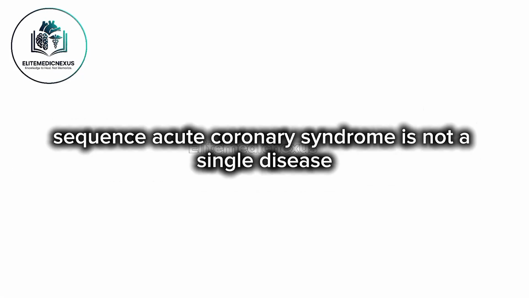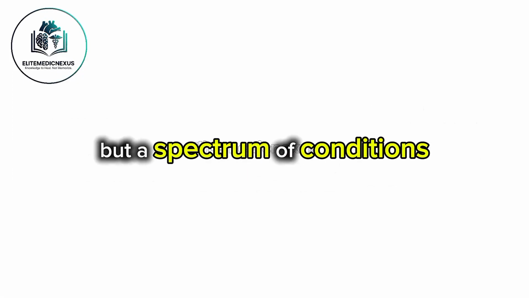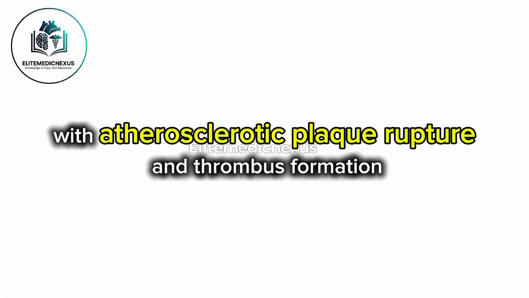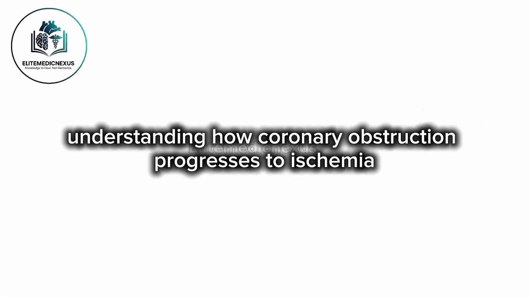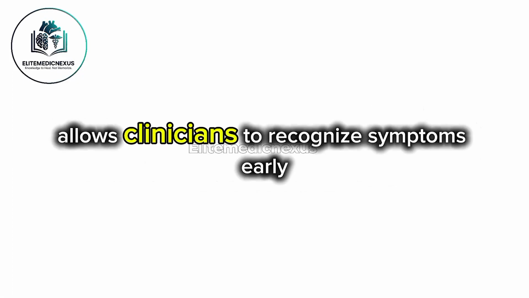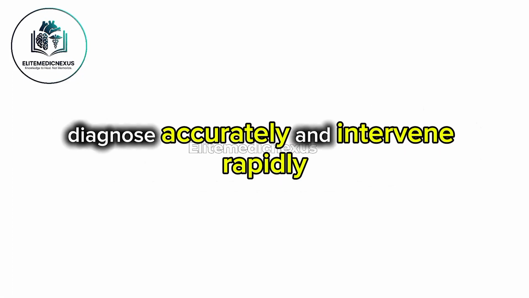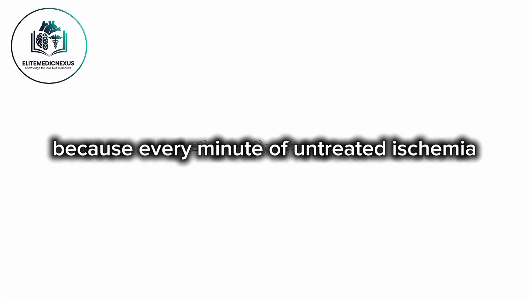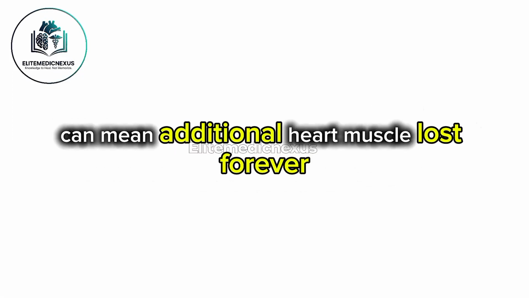Acute coronary syndrome is not a single disease, but a spectrum of conditions resulting from sudden reduction of coronary blood flow. Whether it presents as unstable angina, NSTEMI, or STEMI, the underlying process usually begins with atherosclerotic plaque rupture and thrombus formation. Understanding how coronary obstruction progresses to ischemia, myocardial injury, and ultimately myocardial infarction allows clinicians to recognize symptoms early, diagnose accurately, and intervene rapidly. In clinical practice, every minute matters, because every minute of untreated ischemia can mean additional heart muscle lost forever.